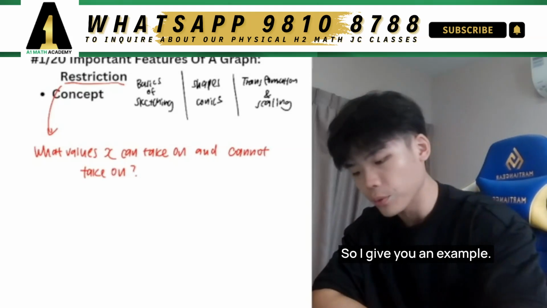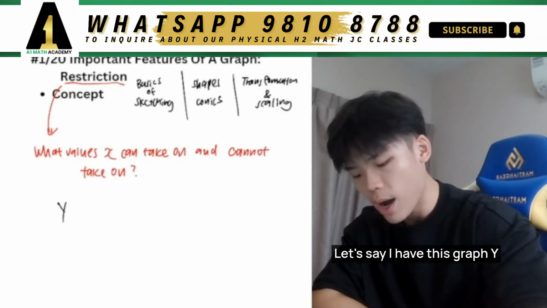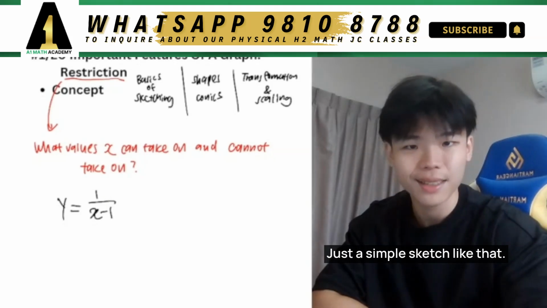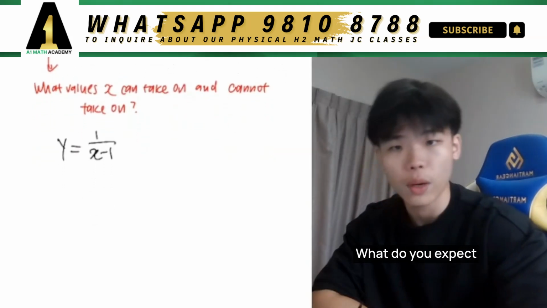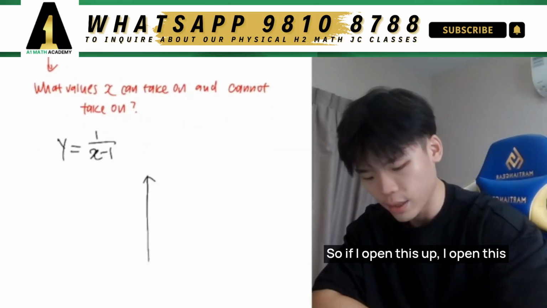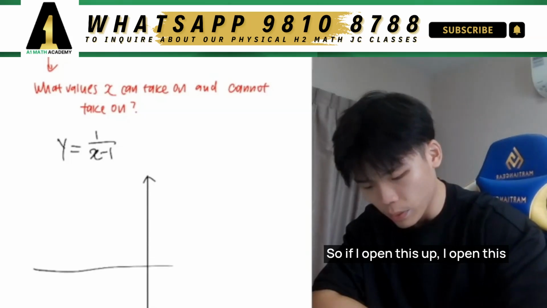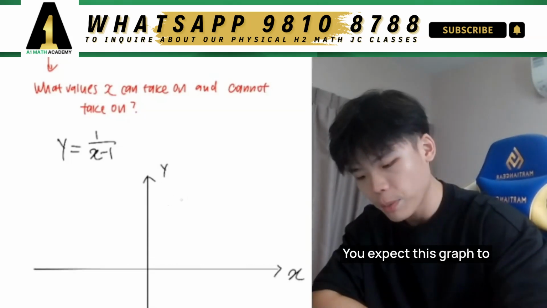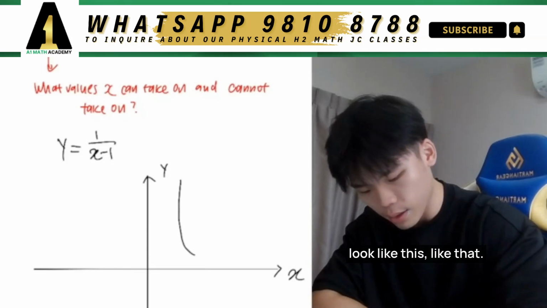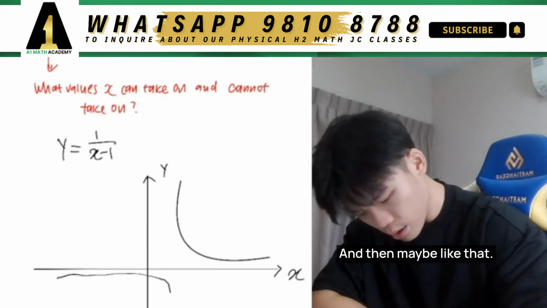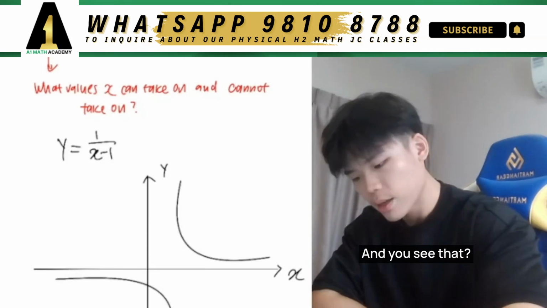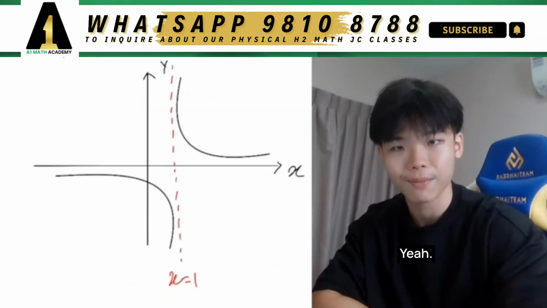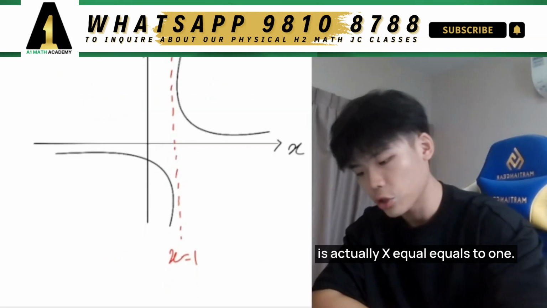So I'll give you an example. Let's say I have this graph, y equals 1 over x minus 1. Just a simple sketch like that. What do you expect this graph to look like? It's a reciprocal graph. I put y, I put x over here. You expect this graph to look like this, like that, and then maybe like that. I just have to draw a little bit better. And you see that this line over here is actually x equals 1.